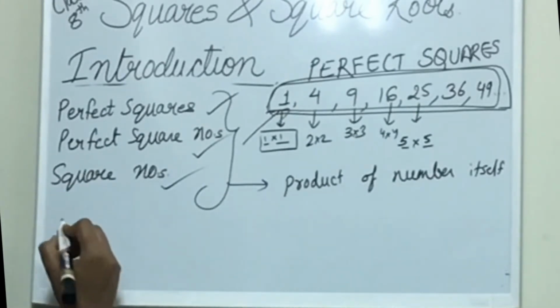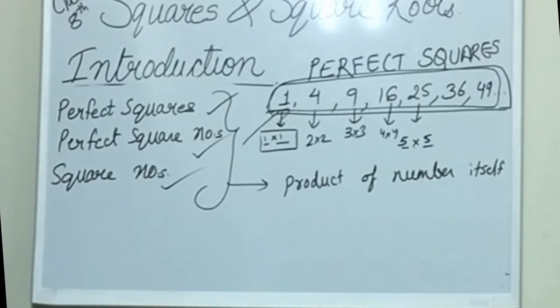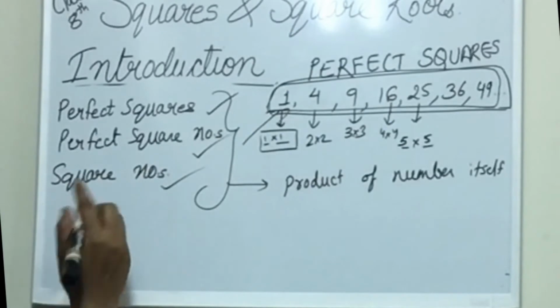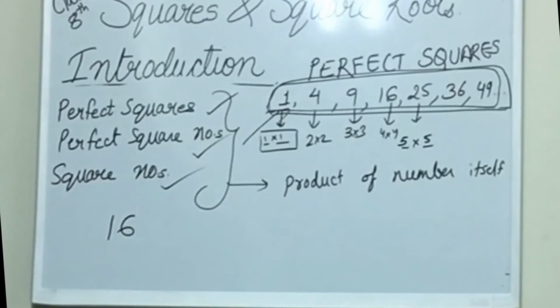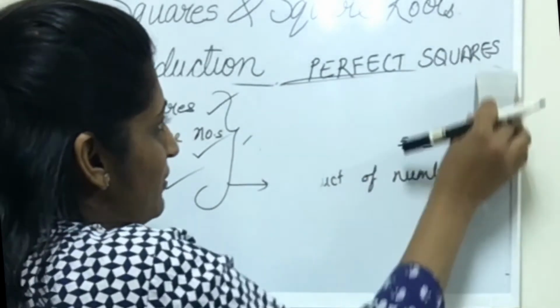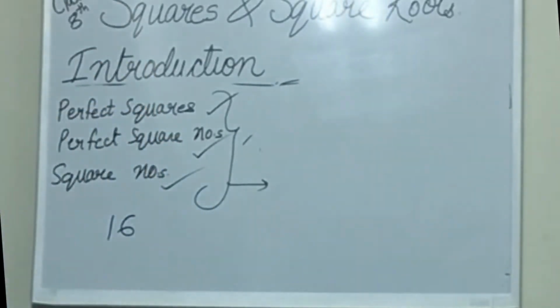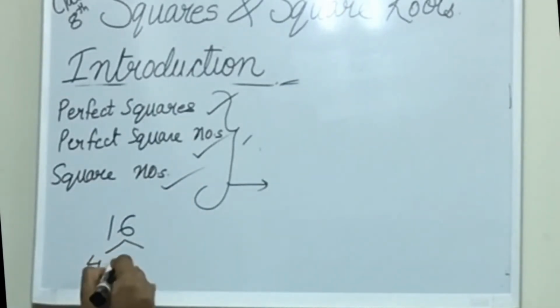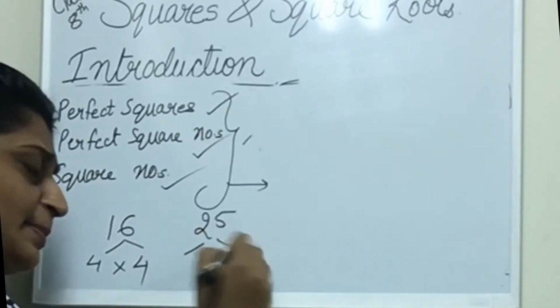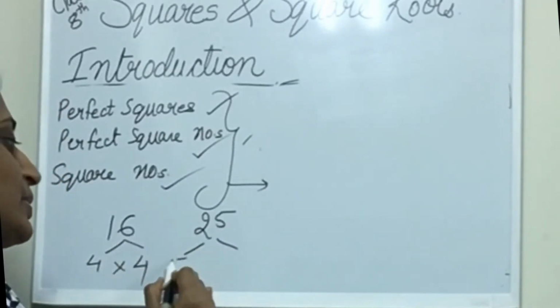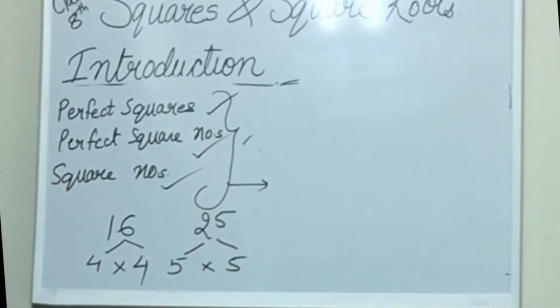Okay, let's see a few numbers and say whether yes or no they are perfect squares or not. Okay, so first number is 16. You have the answer on the board. Yes, they are perfect square. Why they are perfect square? Because it can be expressed as 4 times 4, right? Okay. Next number is 25. Is it perfect square? Yes, it is perfect square. Why it is perfect square? Because it can be expressed as a product of two same numbers. Okay.